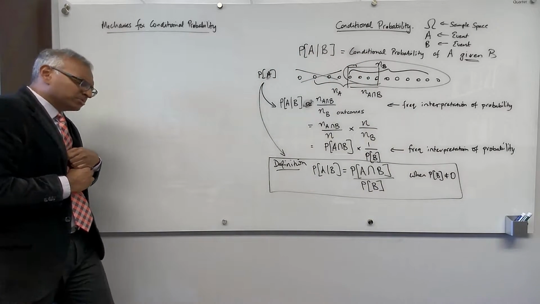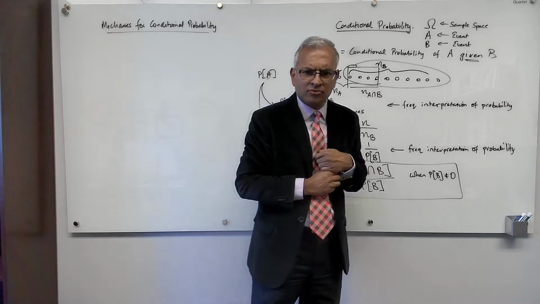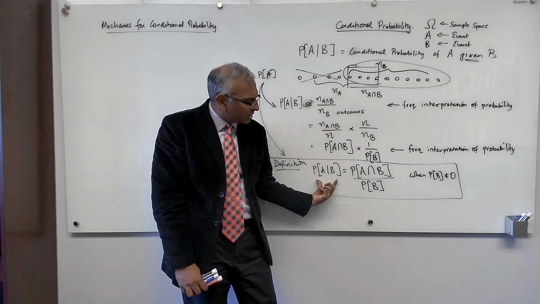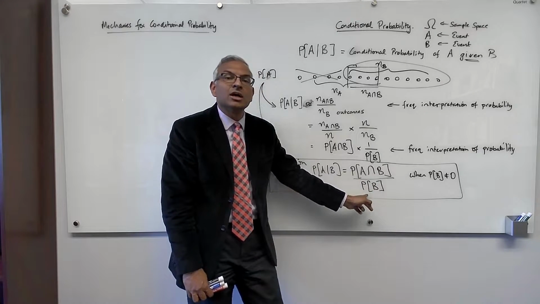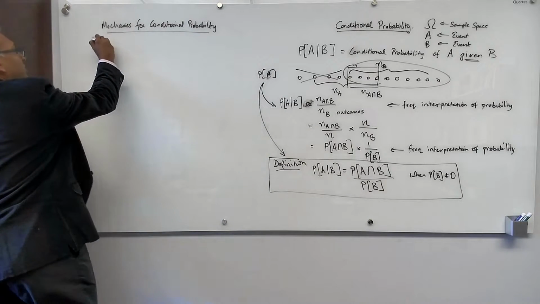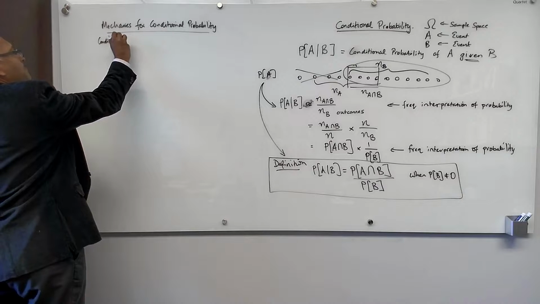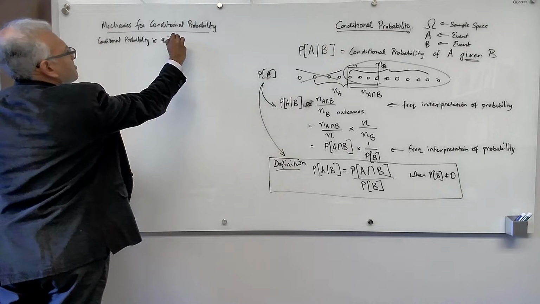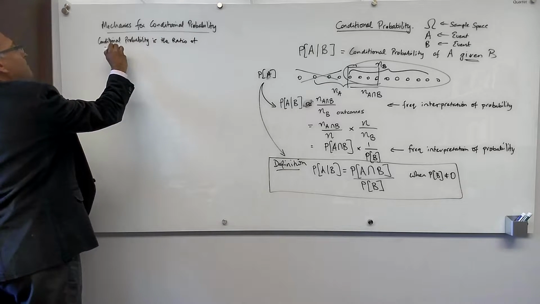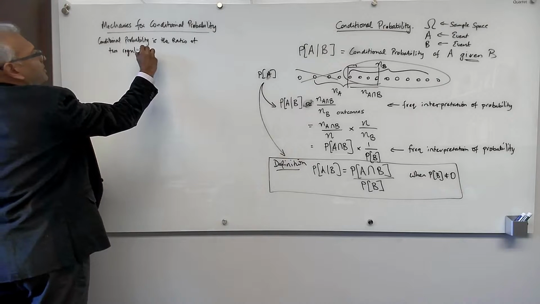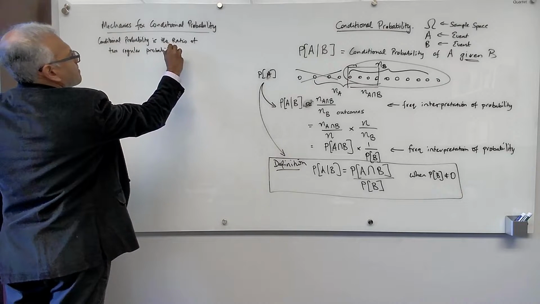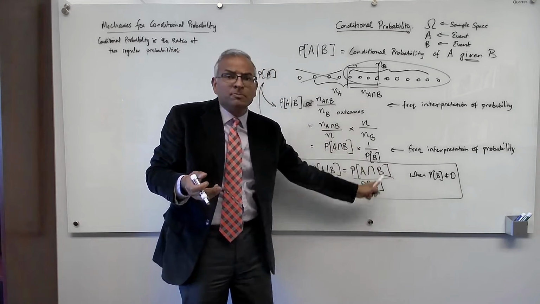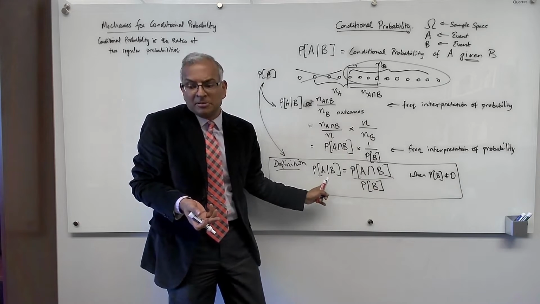Some people might say computing conditional probability is very hard, and so on and so forth. It's not. It's all due to this fundamental formula that relates the conditional probability to the ratio of two regular probabilities. Because A intersection B is a set, an event, and B is an event, a set. So if you can compute regular probabilities, you can compute conditional probabilities.